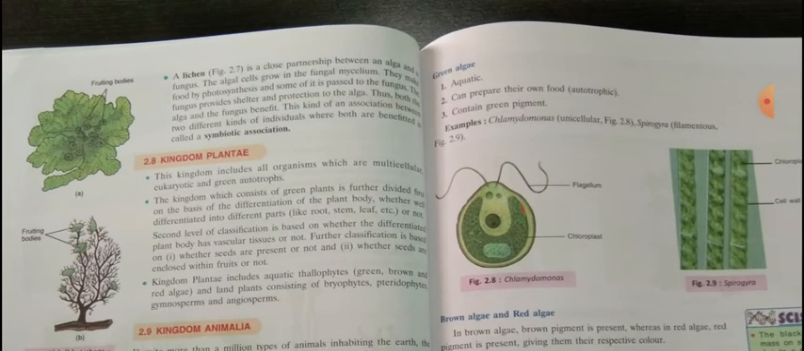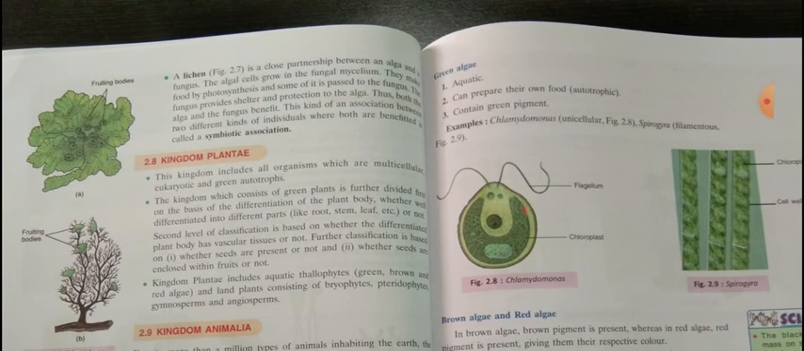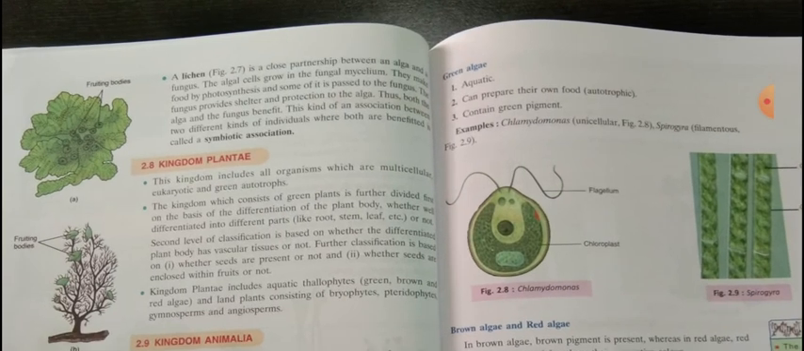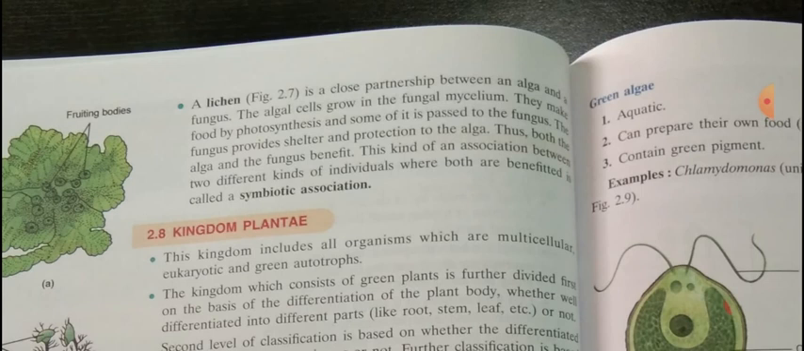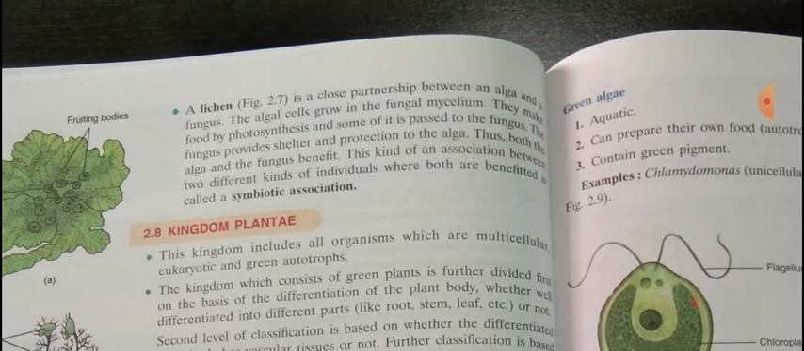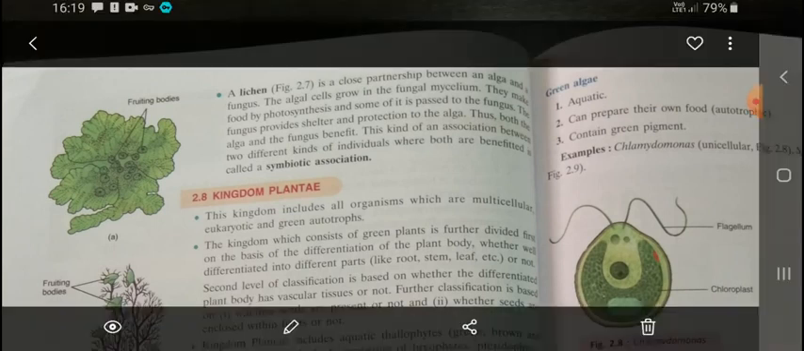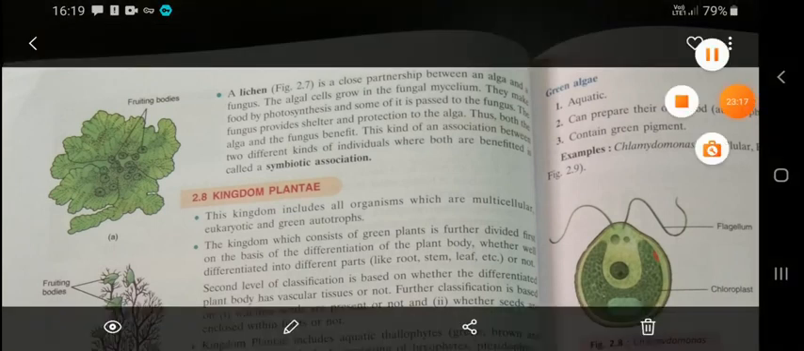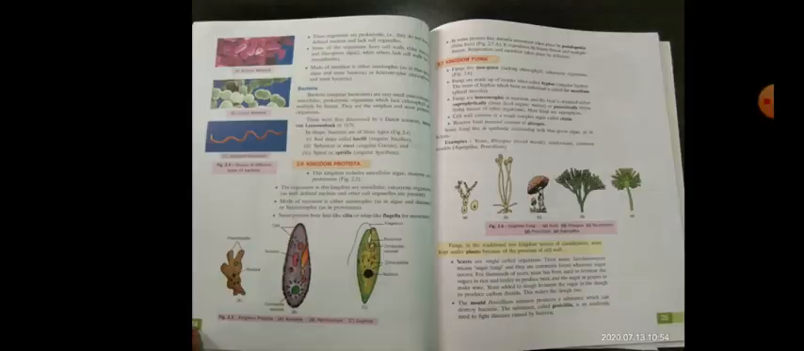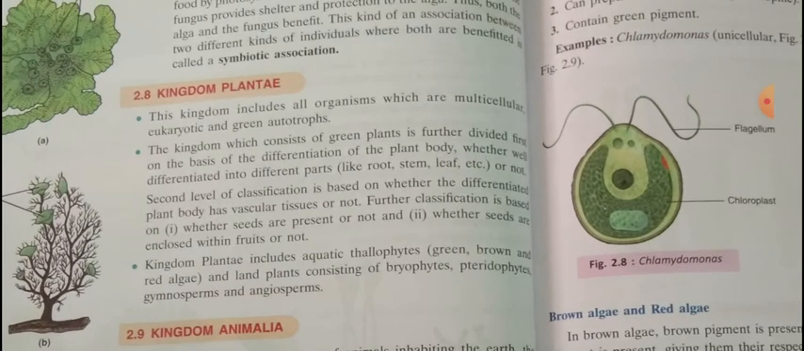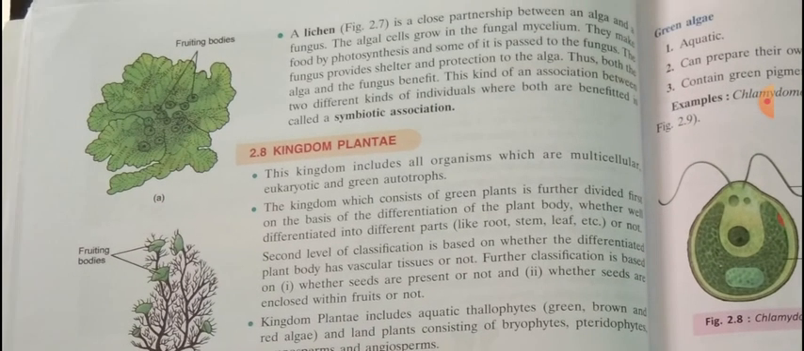And kingdom Plantae and Animalia we will study in our next video. Till here you have to practice, you have to read it thoroughly, and you have to practice all the diagrams, and you have to learn all the characteristics of the first three kingdoms that I have explained. That means you have to learn properly kingdom Monera, then kingdom Protista, and kingdom Fungi. And then in the next class we will start from kingdom Plantae. Thank you.